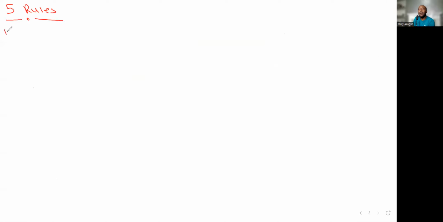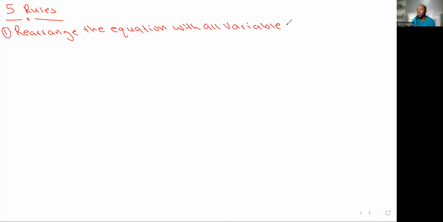So the first thing is that you have to rearrange the equation with all the variables on the left-hand side and everything else on the right-hand side.